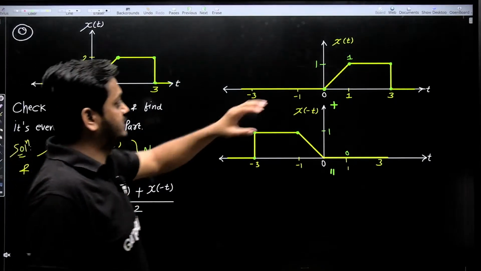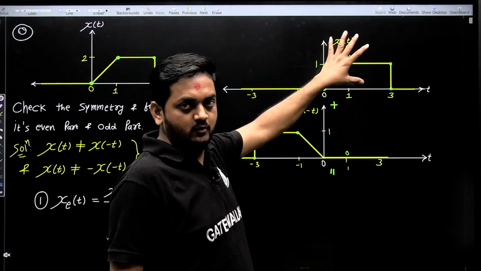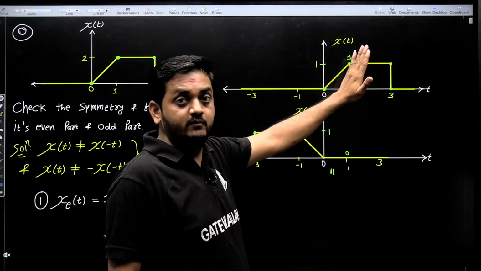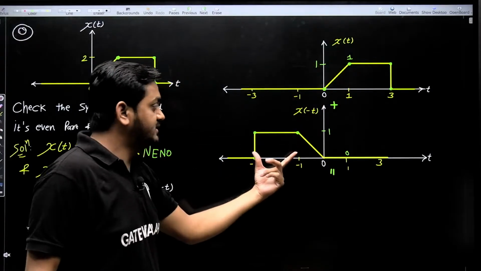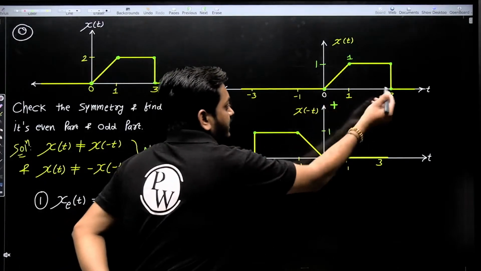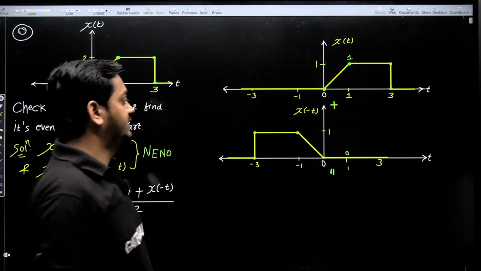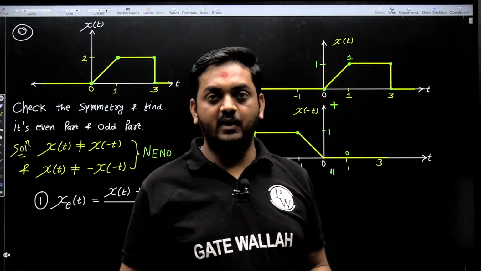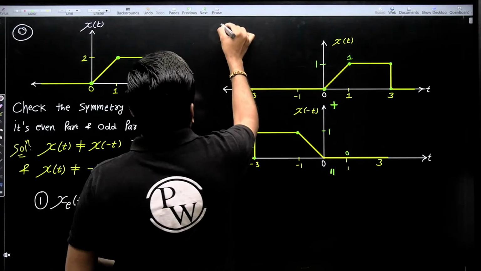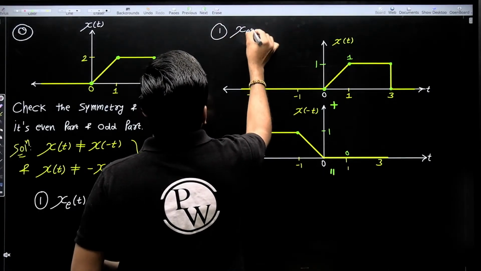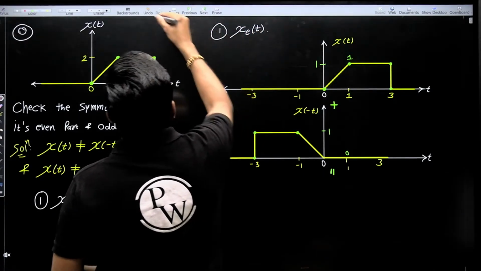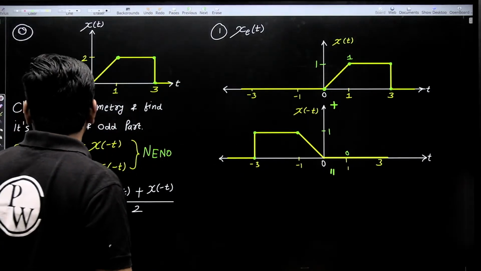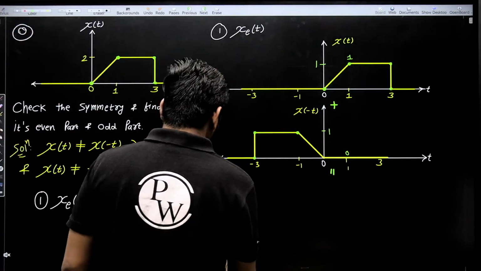So see, this is x of t. First I draw x of t. Then next x of minus t is required. So folding with respect to the y axis, time reversal. So you can see here, this is x of minus t. This is between 0 and 3. This is between 0 and minus 3. So this is x of minus t, and this is x of t. Now first we want to calculate the even part. So how to calculate the even part? Amplitude addition, guys. Time by time, amplitude addition.